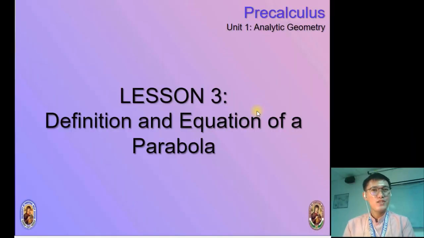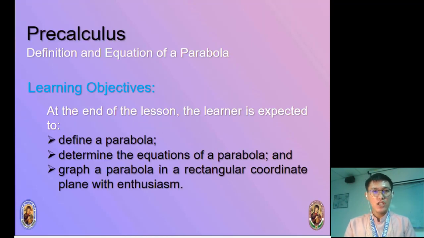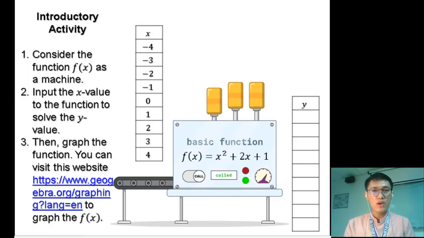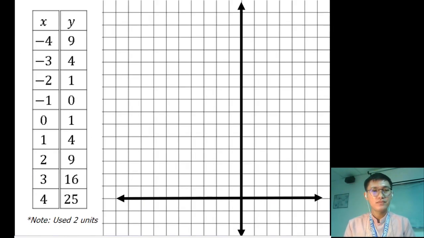Good day, students. So we are done now with the conic sections, including the circles, the standard equation of the circle, and the general equation of the circle. This time we will be proceeding to our third lesson, which is on the definition and equation of a parabola. At the end of this lesson, you may be able to define a parabola, determine the equation of a parabola, and graph a parabola in the rectangular coordinate plane with enthusiasm. So let's go through our parabola.